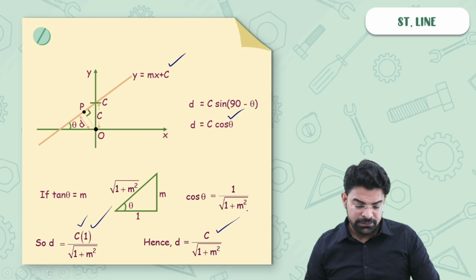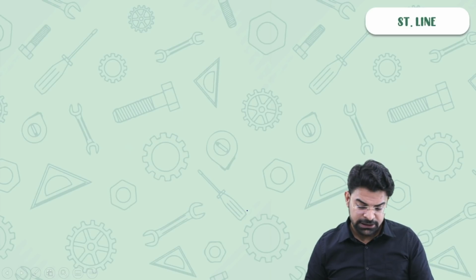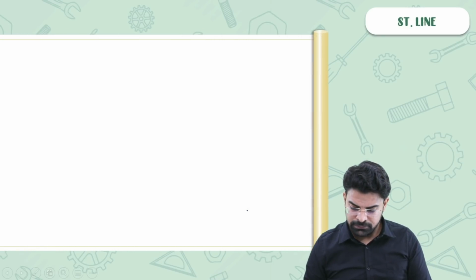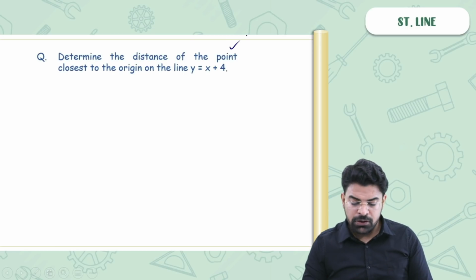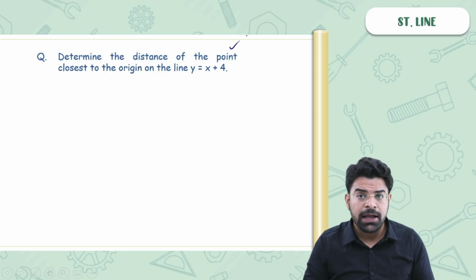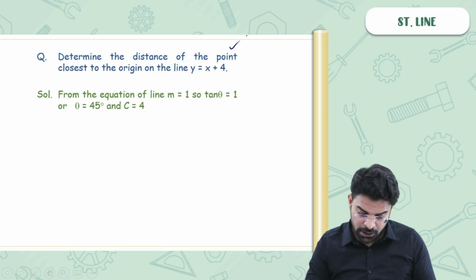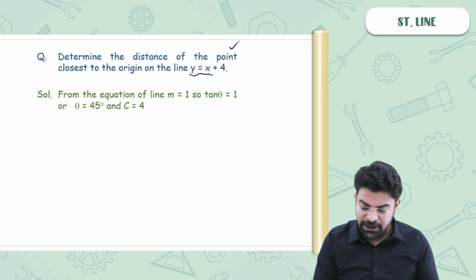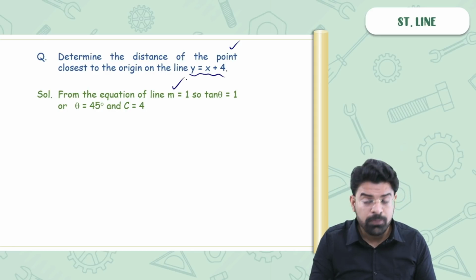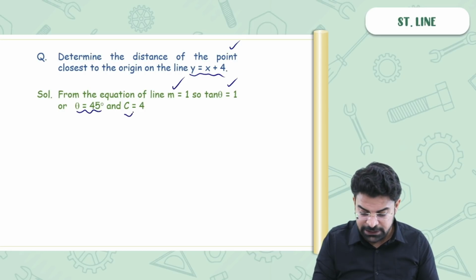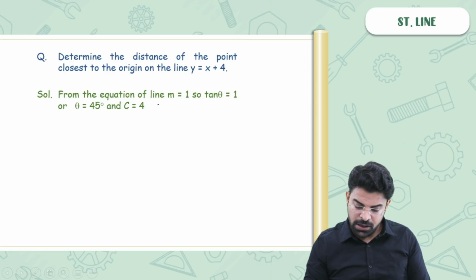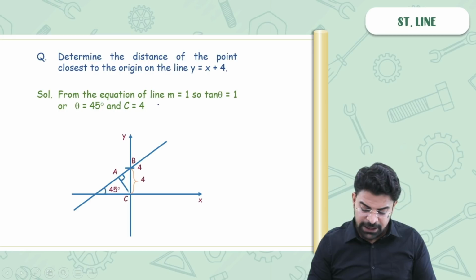Let's see an example to understand this further. Determine the distance of the point closest to the origin on the line y equals x plus 4. So from the equation of this line, y equals x plus 4, we know that the slope of the line is 1. So tan theta equals 1. So theta equals 45 degrees. And the value of C, which is the y-intercept, is nothing but 4.